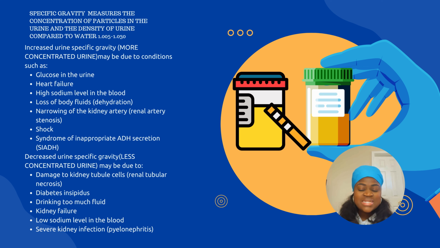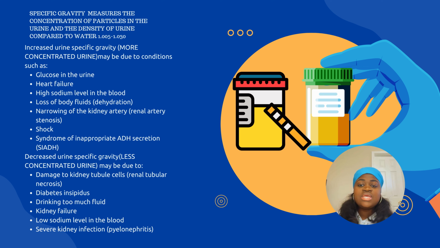So you will definitely see that with the urine. It's yellow, very, very dark, like dark yellow. It's not amber anymore, it's deep. Maybe due to conditions such as glucose in the urine, heart failure, high sodium level in the blood, loss of body fluids, so the patient may be dehydrated. That's the first thing I would think about when I see dark urine, the dehydration, right?